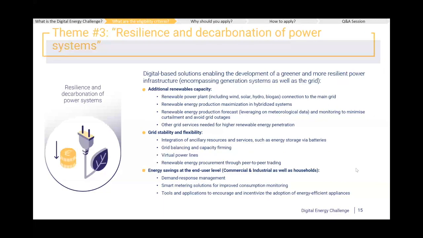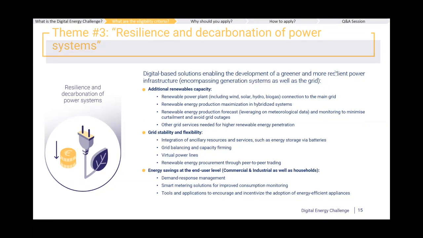If we look at the third theme, this theme groups a number of digital-based solutions that enable the development of both a greener and a more resilient power infrastructure. Could be about generation systems as well as the grid. So when we talk about that, it's more about tools that help the addition of renewable capacity to a system. Typically, better manage the addition of renewable capacity on the grid. It will also be around grid stability and flexibility.